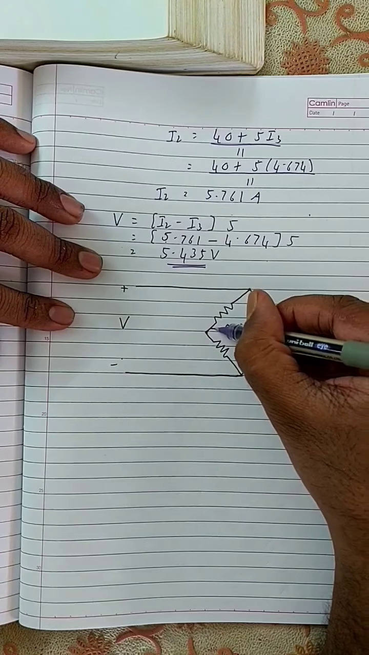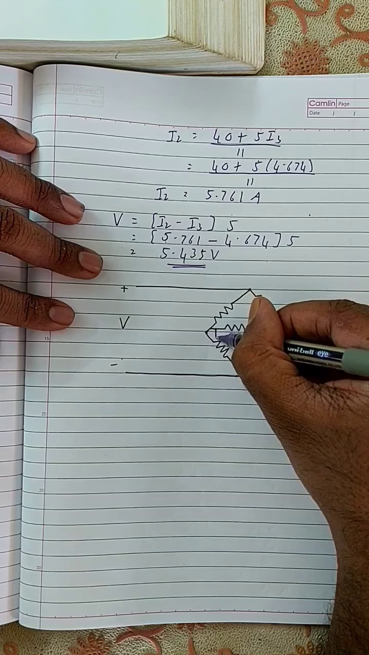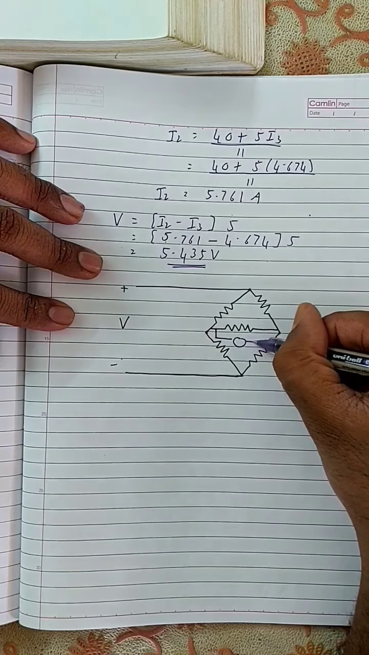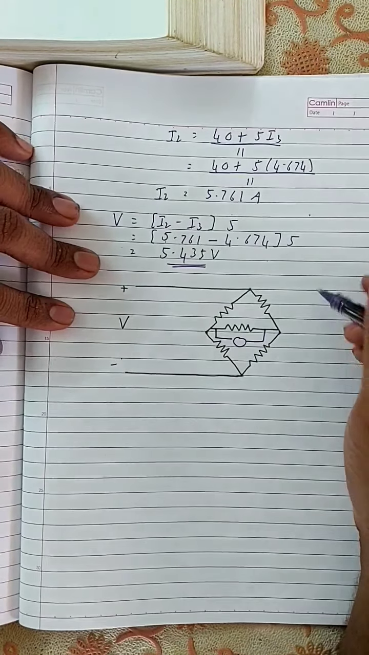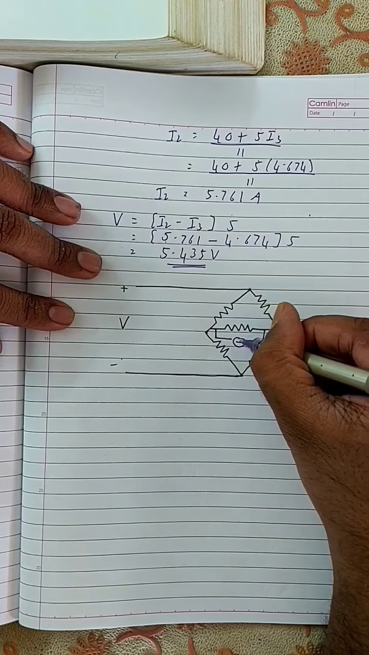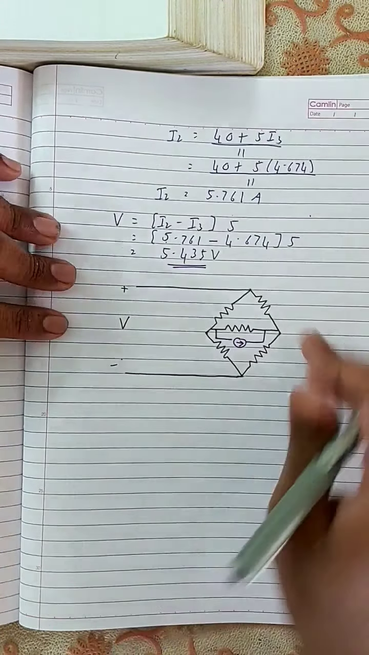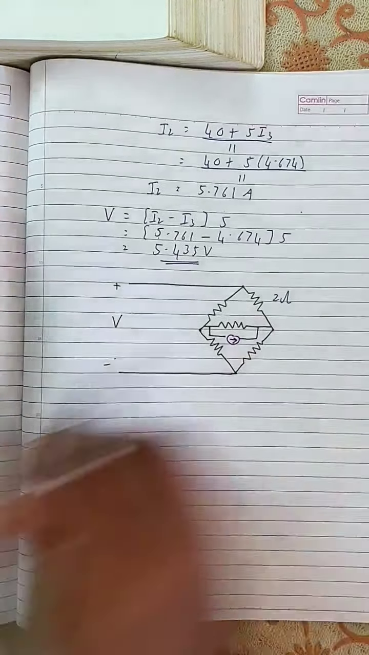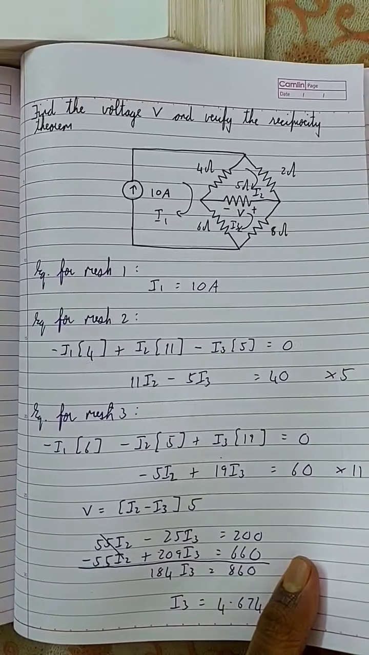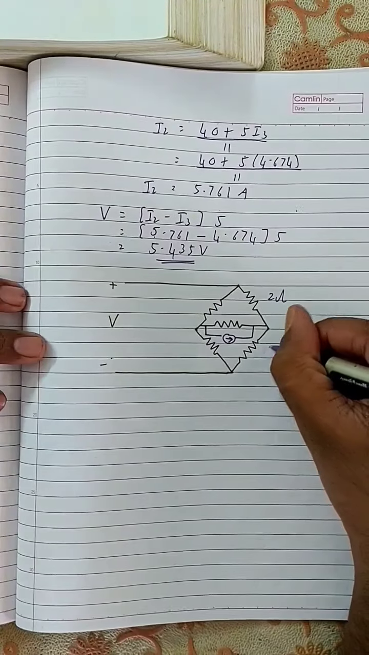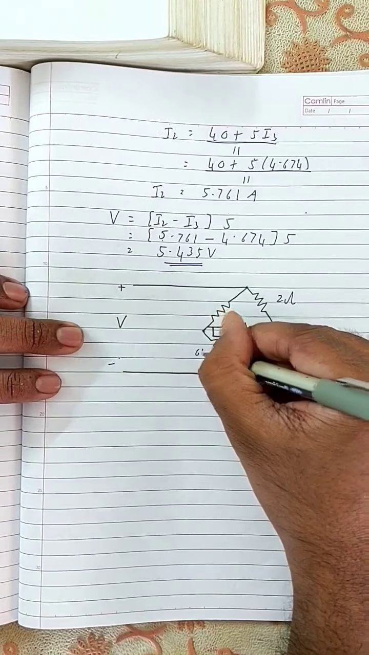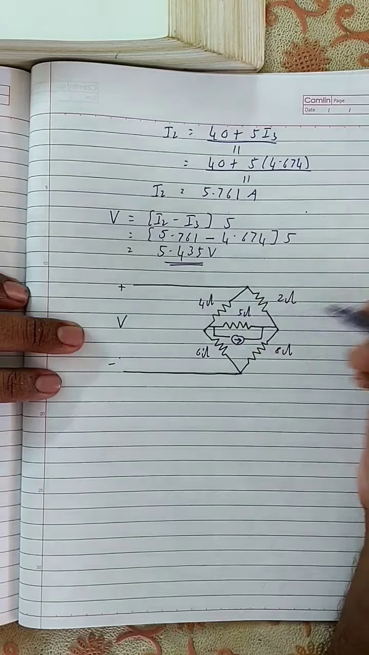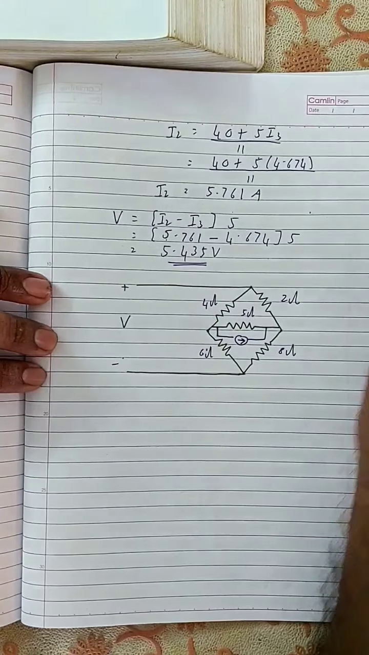I'll use a different pen. There, okay. So this is the current source. There you go. Here the values are: this is 2 ohm, 8 ohm, 6 ohm, 4 ohm, and this resistor is 5 ohm. Okay, so this is the circuit. This is how we draw it.